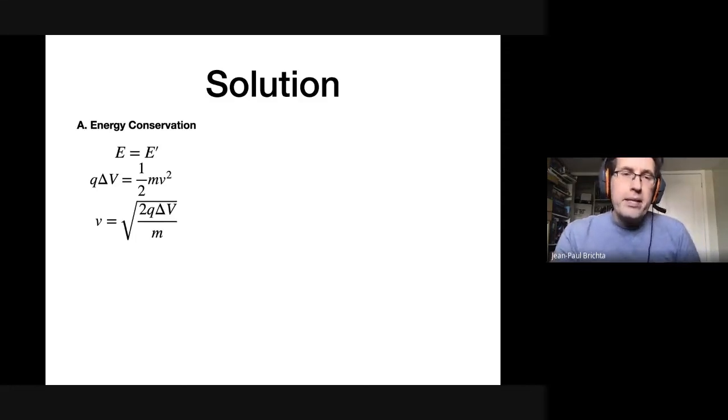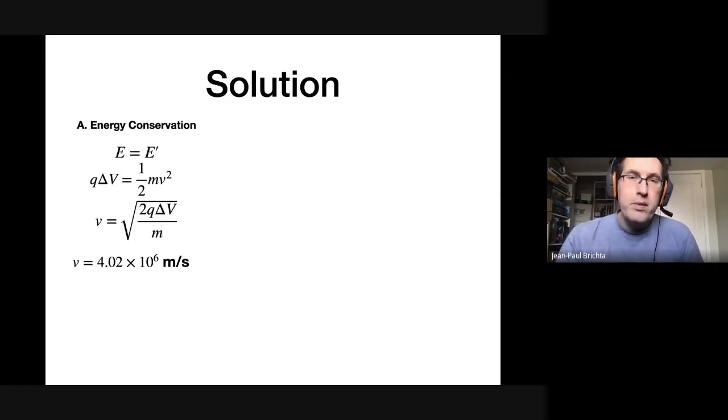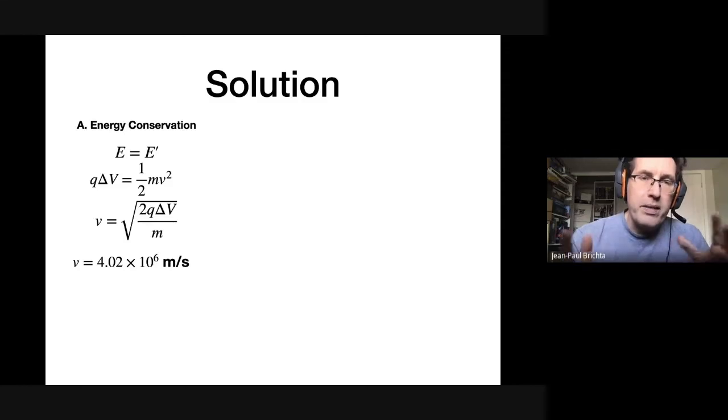If you rearrange that, you get the equation for the speed of the electron as it exits the electric field. And if you plug in the numbers, you get 4.02 times 10 to the 6 meters per second. Okay, so that's the first one. Because we were looking for the speed of the electron as it leaves, and speed is a scalar, we usually want to use some kind of scalar solution, and energy is usually the correct way to do it.